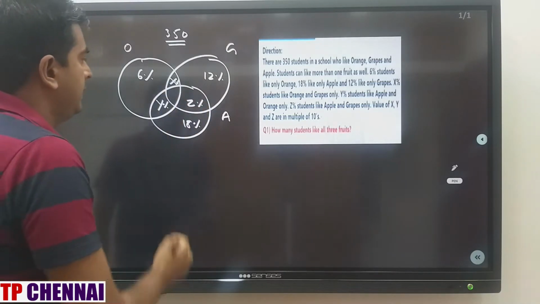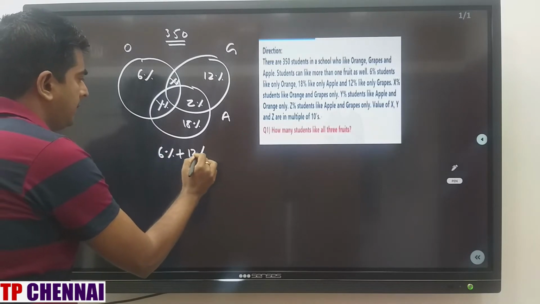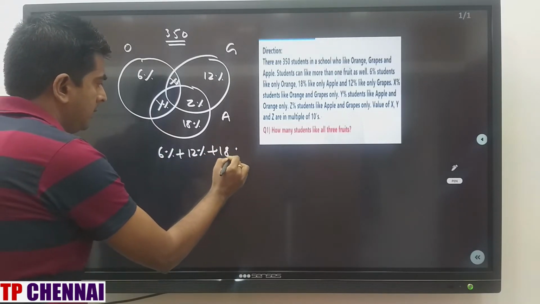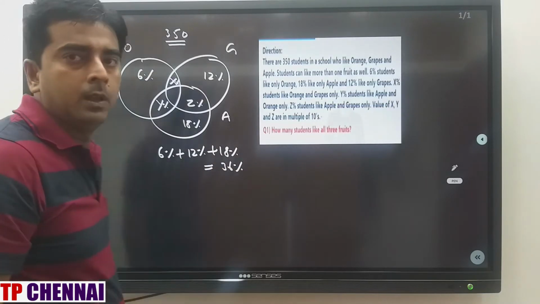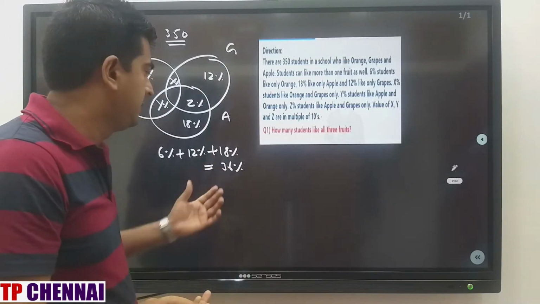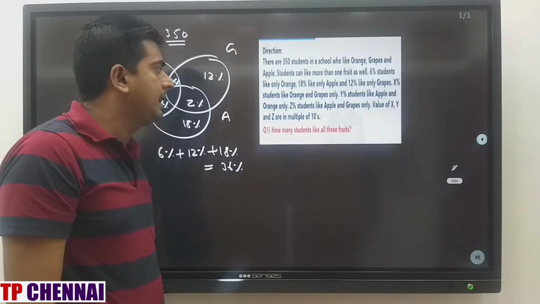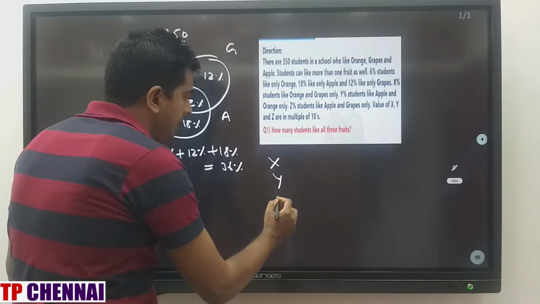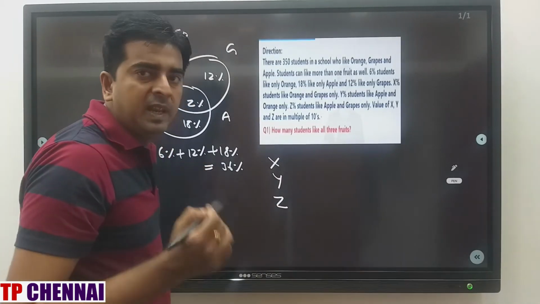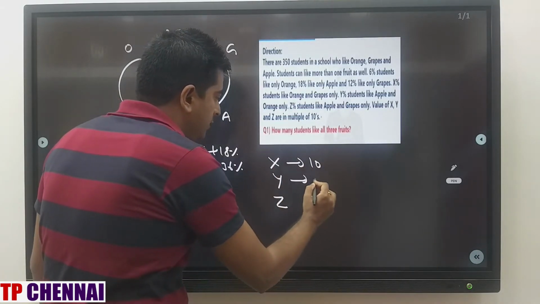Now when you observe here, 6% plus 12% plus 18%. Total is how much? 36%. Total value is 100% only. They have given one condition: values of X, Y and Z are multiples of 10. That means if I write X, Y and Z, I will take the minimum multiple of 10, which is 10 itself. Then this will be 20. Values should not be the same.